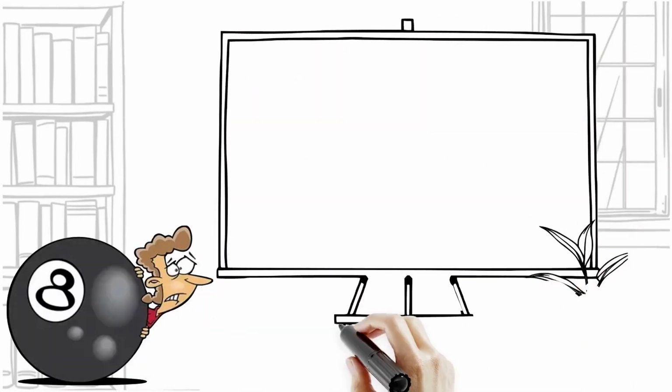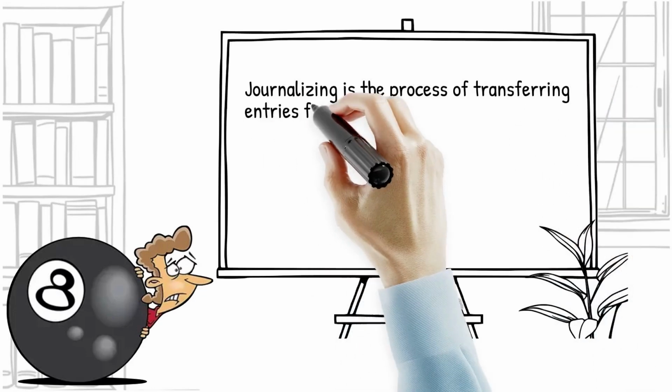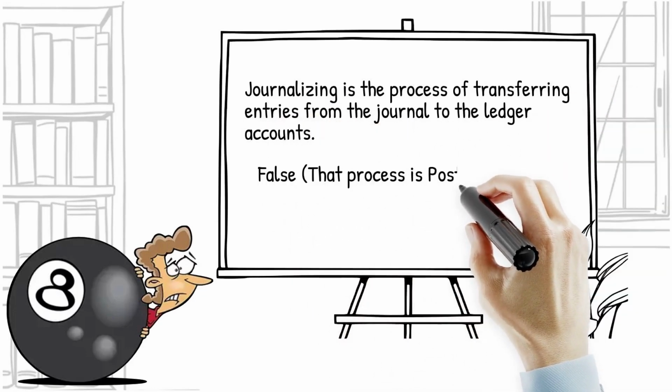Journalizing is the process of transferring entries from the journal to the ledger accounts. False. That process is posting. Journalizing is the initial recording.